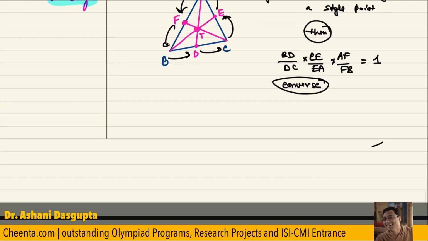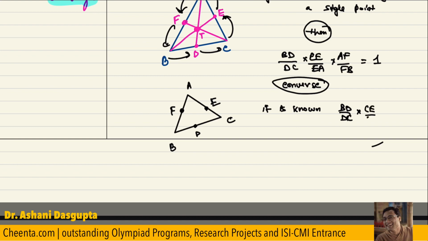The converse means if you have a triangle ABC, suppose you have not drawn the Cevians, you have just the triangle ABC, and you have 3 points D, E, F on the 3 sides of the triangle, and it is known that BD over DC times CE over EA times AF over FB is equal to 1. Suppose that's known. Then you can say that AD, BE and CF pass through the same point. So it goes both ways.